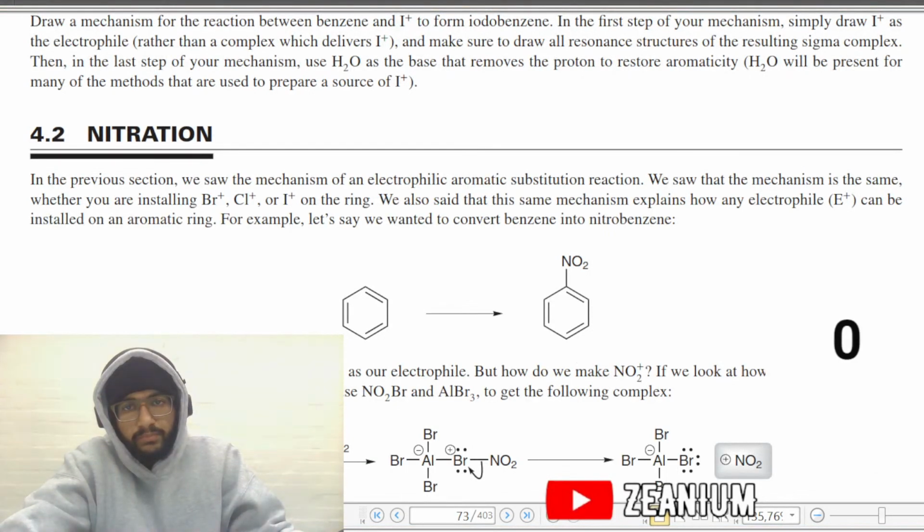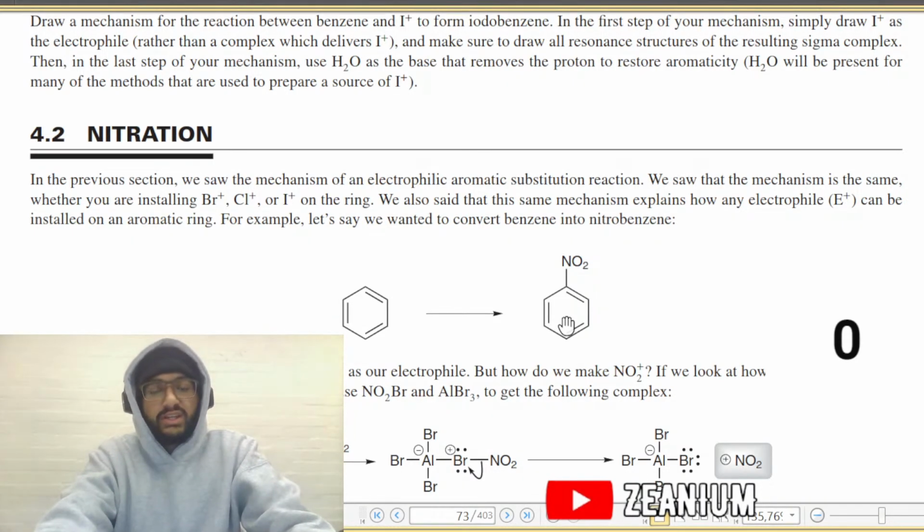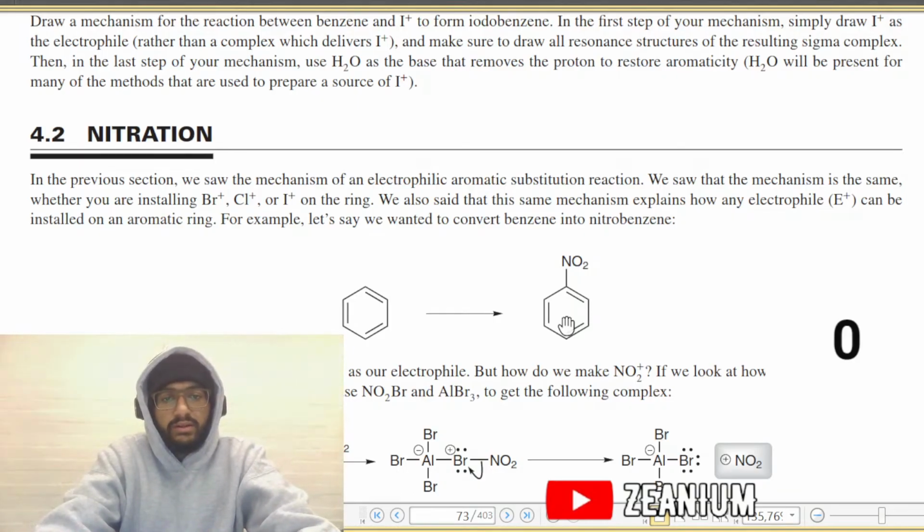So in the next one, we have nitration. Now, what the hell is nitration? In the previous section, we saw the mechanism of electrophilic aromatic substitution. We saw that the mechanism is the same whether you are installing Br+, Cl+, or iodine plus on the ring. We also said that this same mechanism explains how any electrophile E+ can be installed on an aromatic ring. For example, let's say we wanted to convert benzene into nitrobenzene.